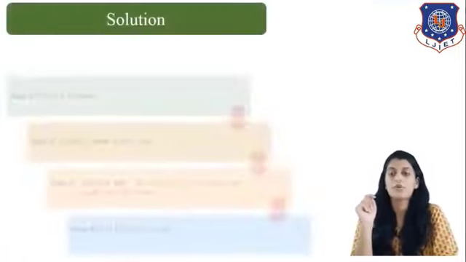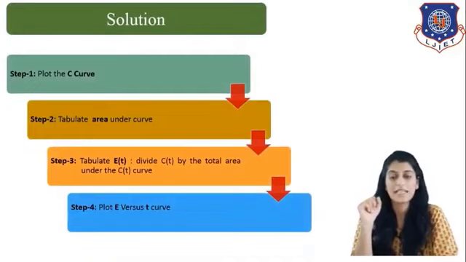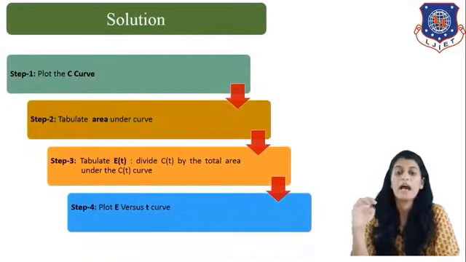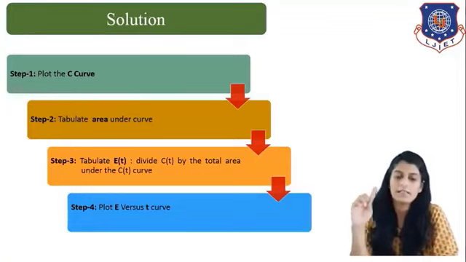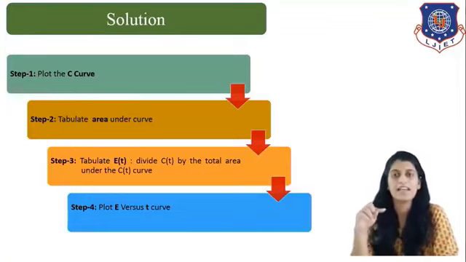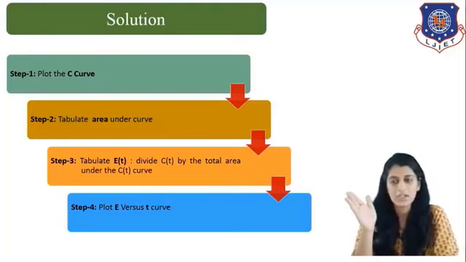If you go to the solution section, you can see that we have 4 different steps to solve this. In step number 1, we need to plot a C curve. For that, concentration and time data has been provided to us, so we simply need to plot a curve between time and concentration.